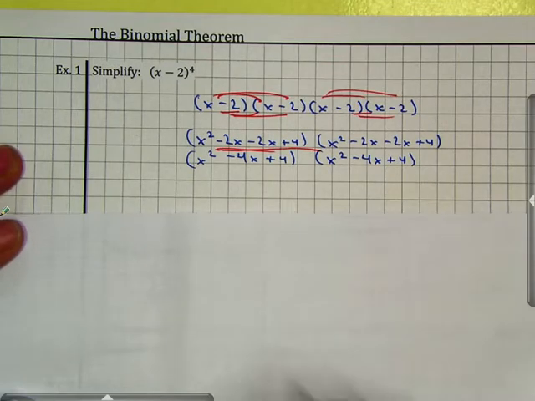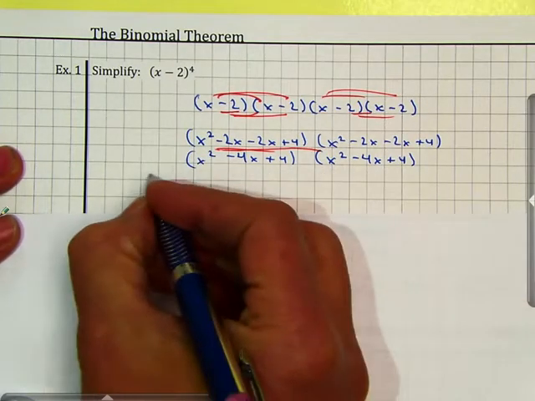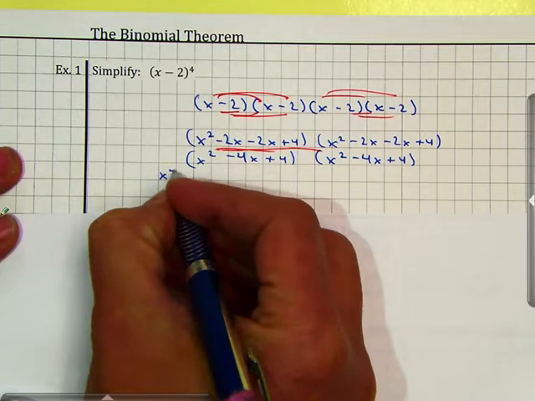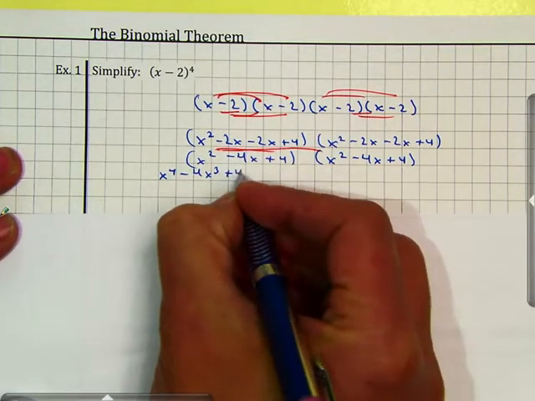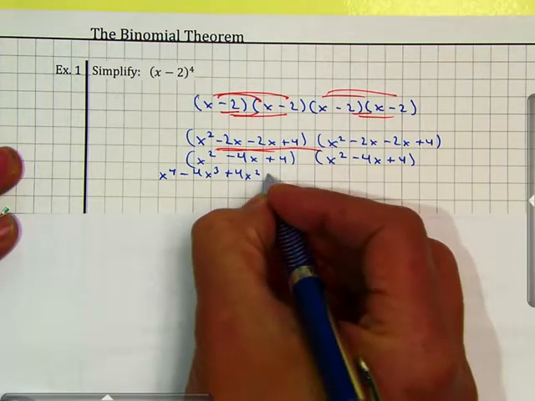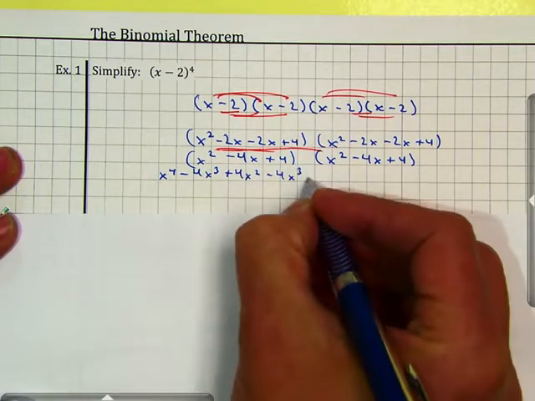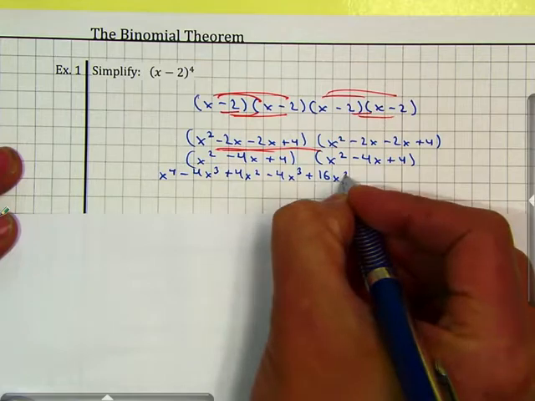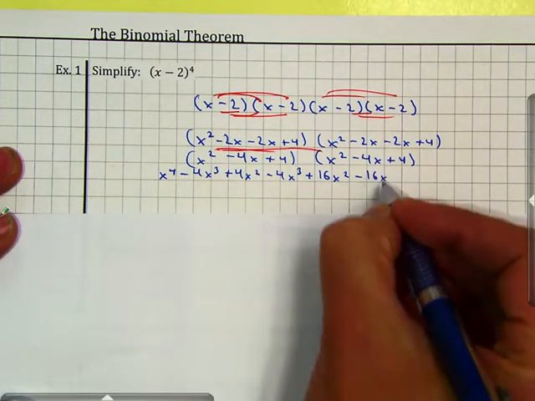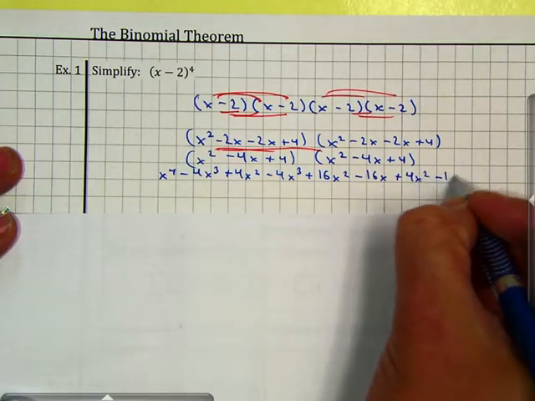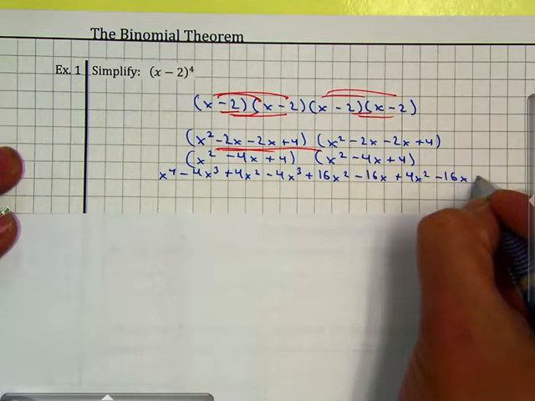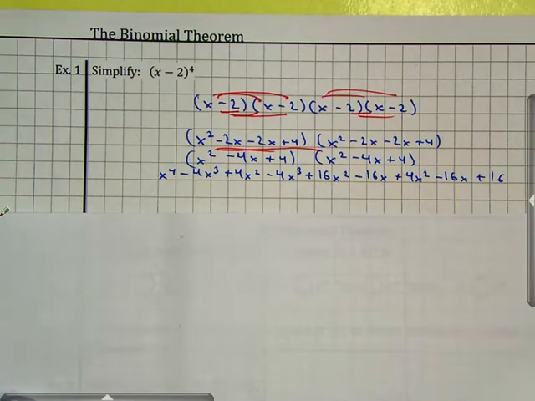So in this case, x squared times x squared will give me x to the fourth minus 4x to the third plus 4x squared. Distribute the negative 4: negative 4x to the third plus 16x squared minus 16x. Distribute the 4, so it gives me positive 4x squared minus 16x plus 16. And now we can combine our like terms.